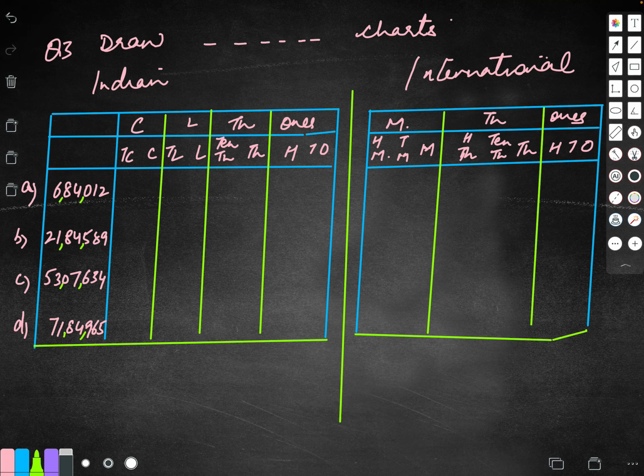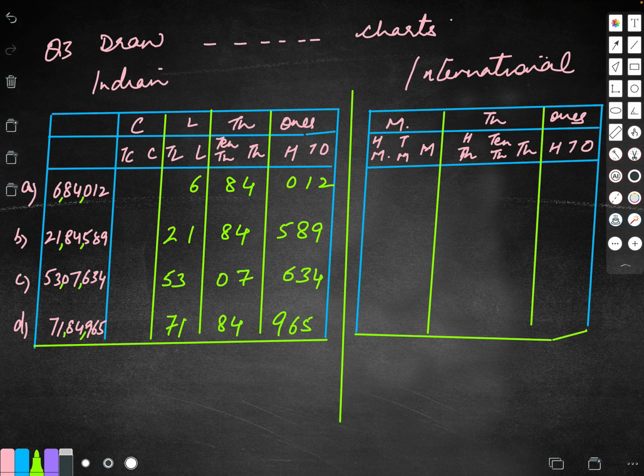So now it is 6,84,012. This is 21,84,589. This is 53,07,634. This is 71,84,965. If the same numbers I am supposed to write in the international system, you can write the numbers again, add one more column if you are doing it below. Add one more column, write numbers again.